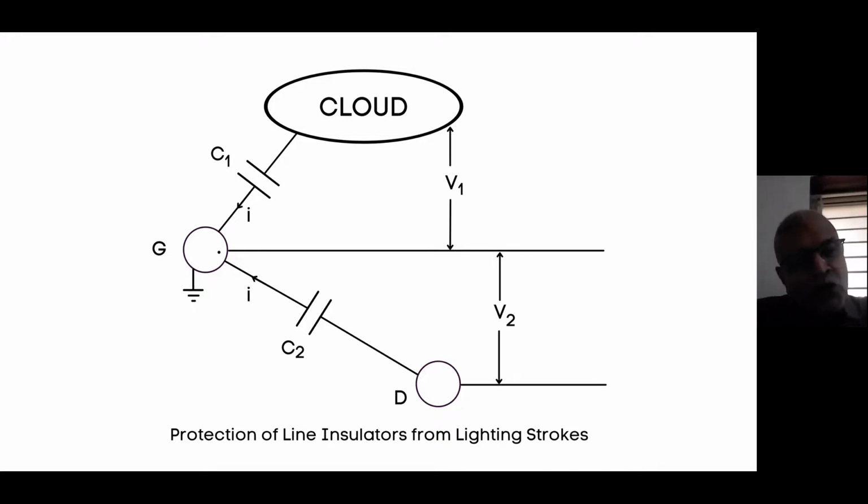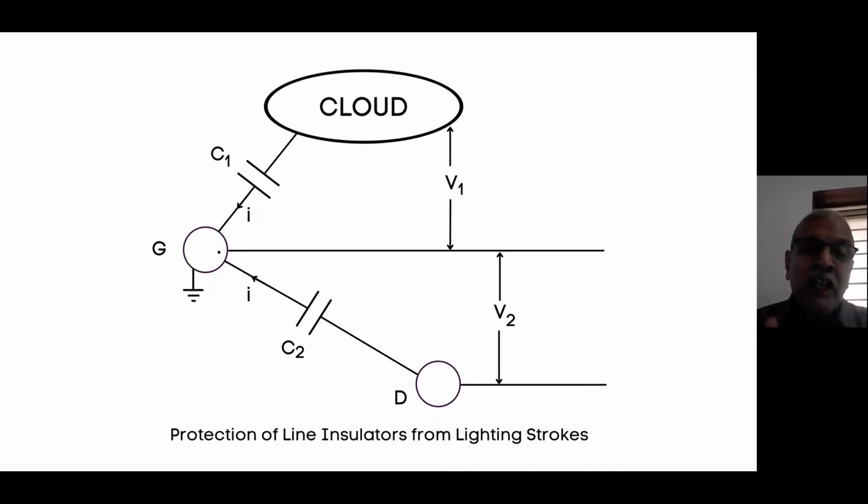And the distance is also low. The value of capacitance is inversely proportional to distance. So C2 is very high with reference to C1. And a lightning stroke has fallen, so current I as shown is passing. It is because of the same lightning stroke, so the value of current I is the same.